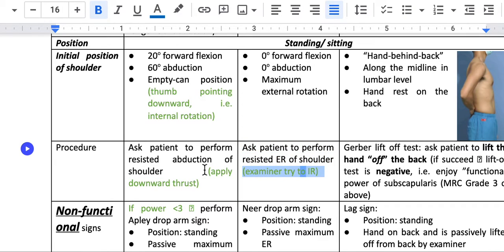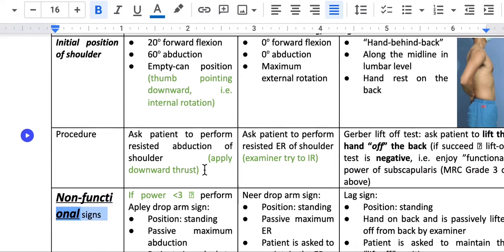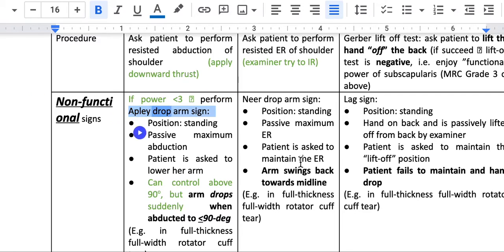Examiner tries to IR. Gerber lift off test: ask the patient to lift the hand off the back. If successful, the lift off test is negative, that is, the patient enjoys functional power of subscapularis, MRC grade 3 or above. Non-functional signs of power.